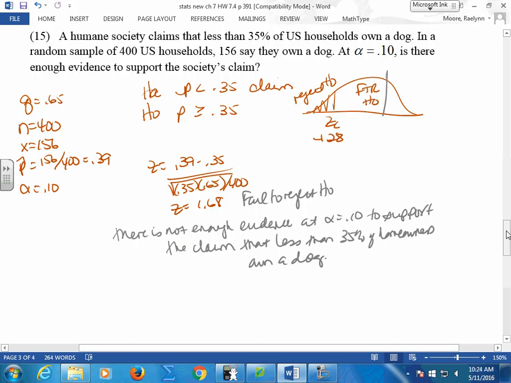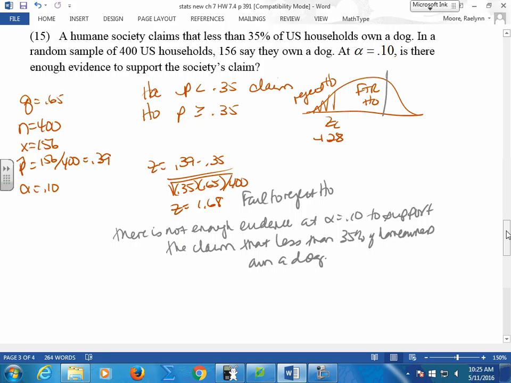Number 15, a humane society claims that less than 35% of U.S. households own a dog. Flip to the last sentence. Is there enough evidence to support the society's claim? Now, we saw a couple where the sample came first and then came your claim. So always look at that last sentence. It will help direct you to where your claim is. Sometimes it doesn't always use the word support or reject, but we'll get close enough to it.